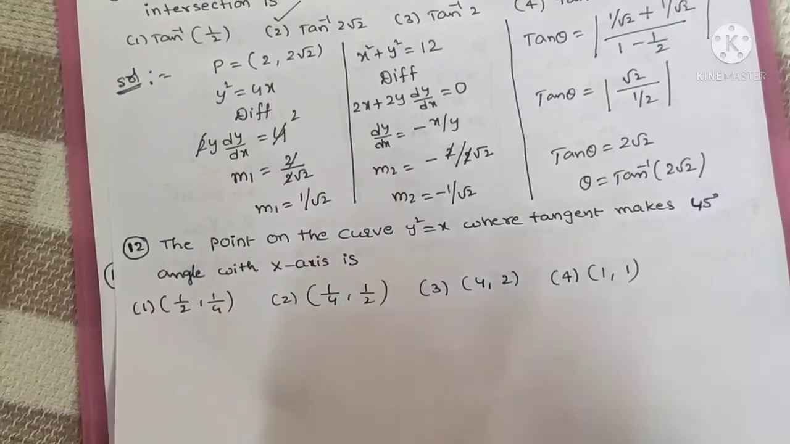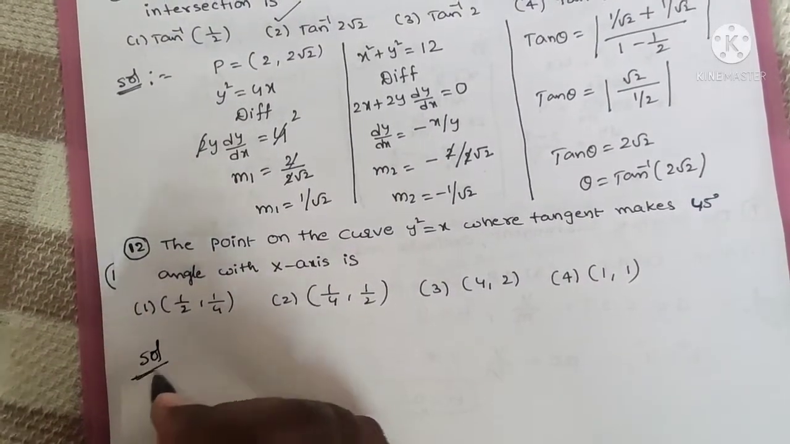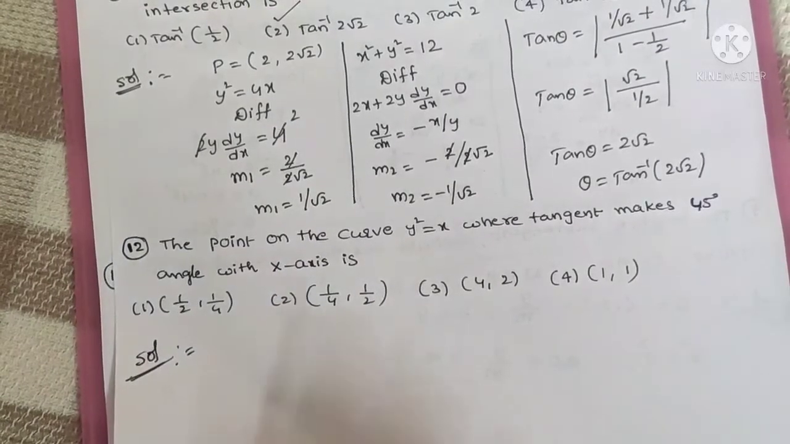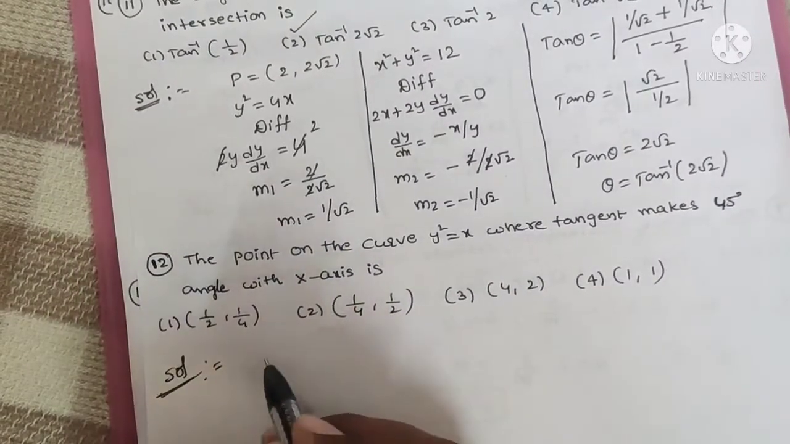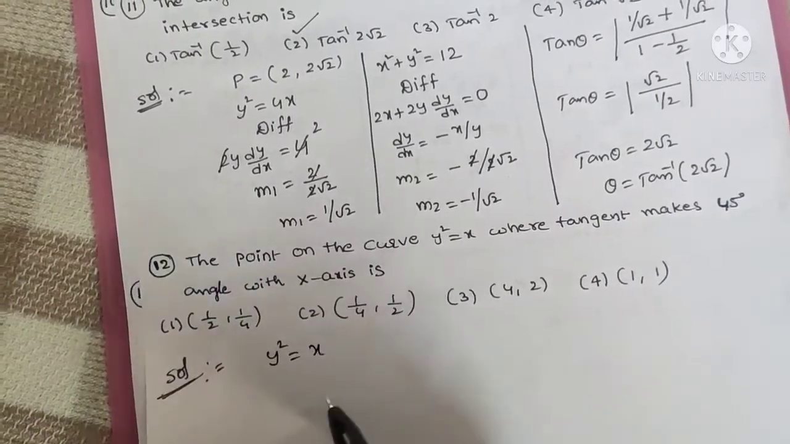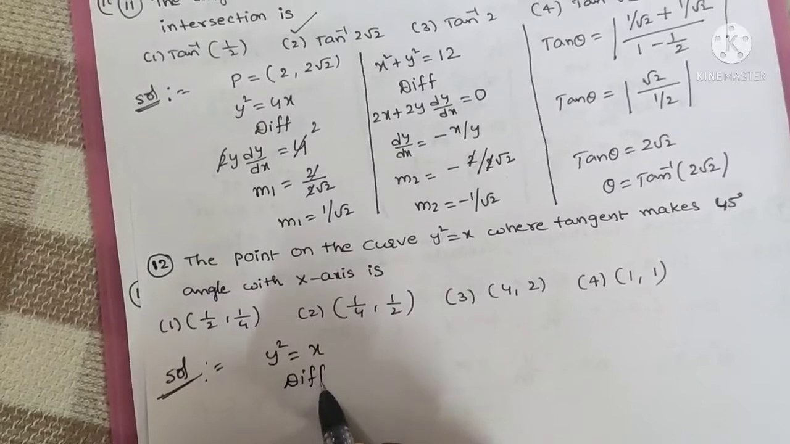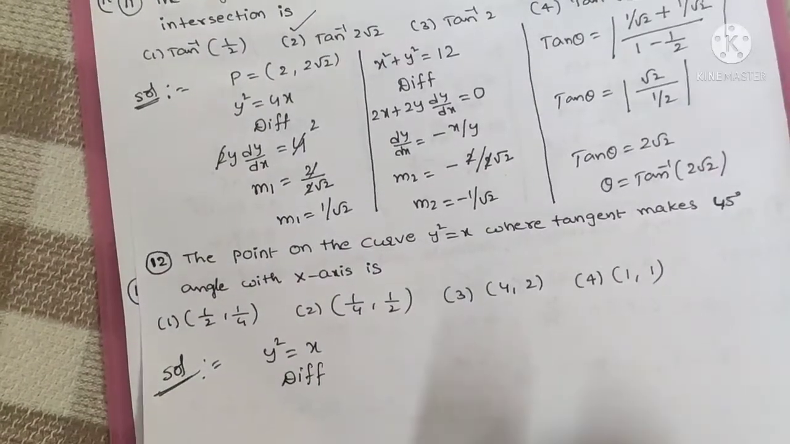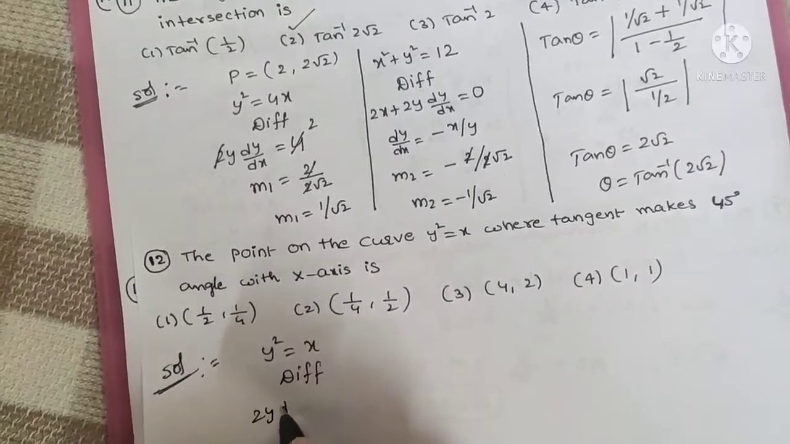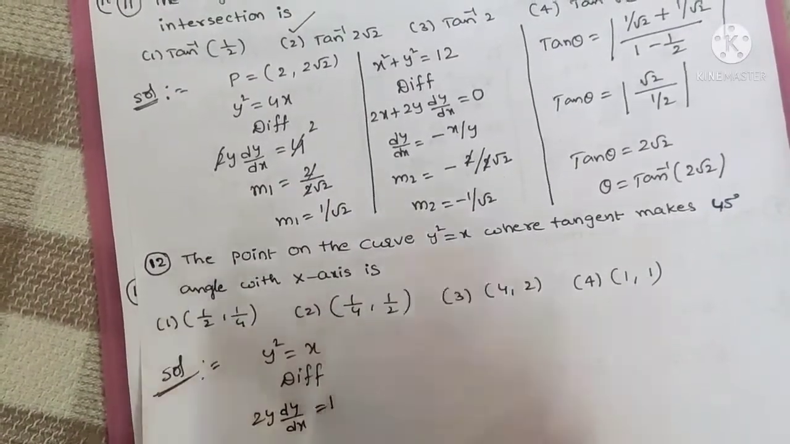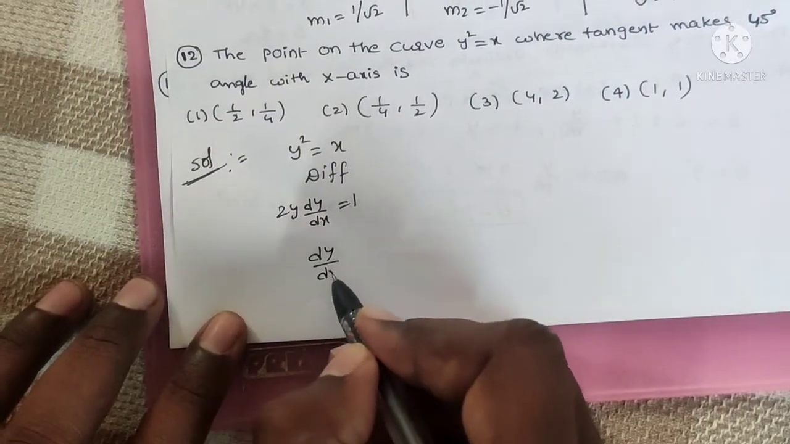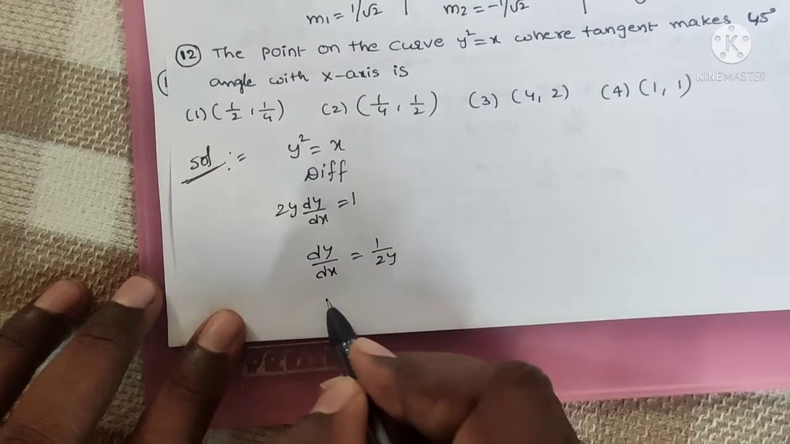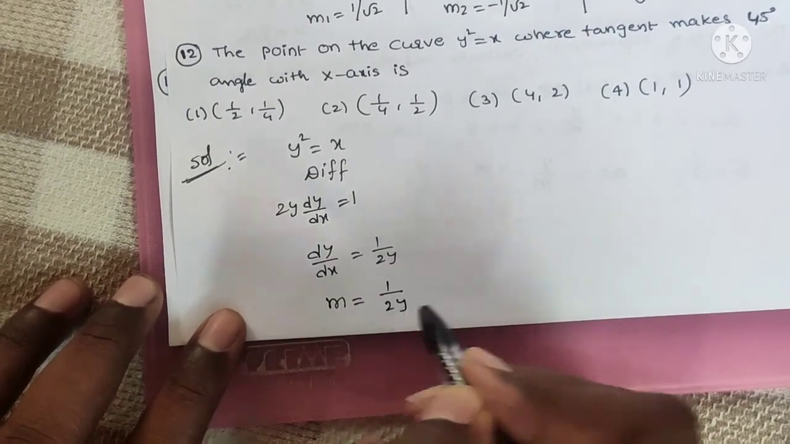Next we will discuss question number 12. What is question number 12? The point on the curve where the tangent makes an angle of 45 degrees with the x-axis. Now the curve is y square is equal to x. Differentiate this curve with respect to x. Then y square derivative is 2y into dy by dx, x derivative is 1. From this equation we can write dy by dx is equal to 1 by 2y. dy by dx is nothing but slope, equal to 1 by 2y.